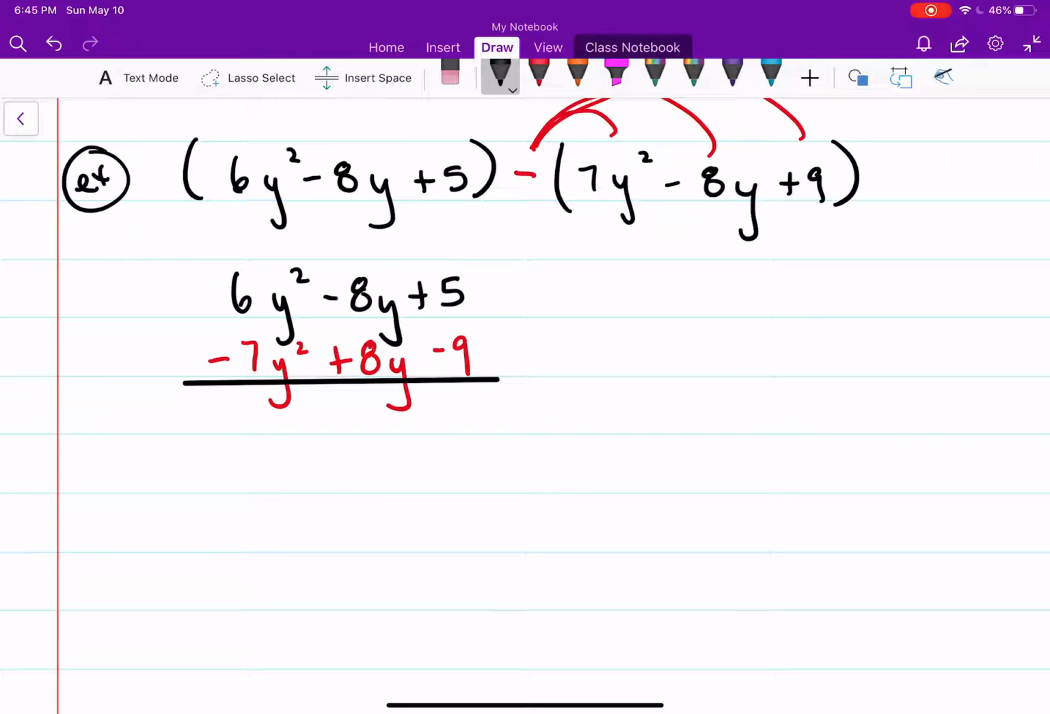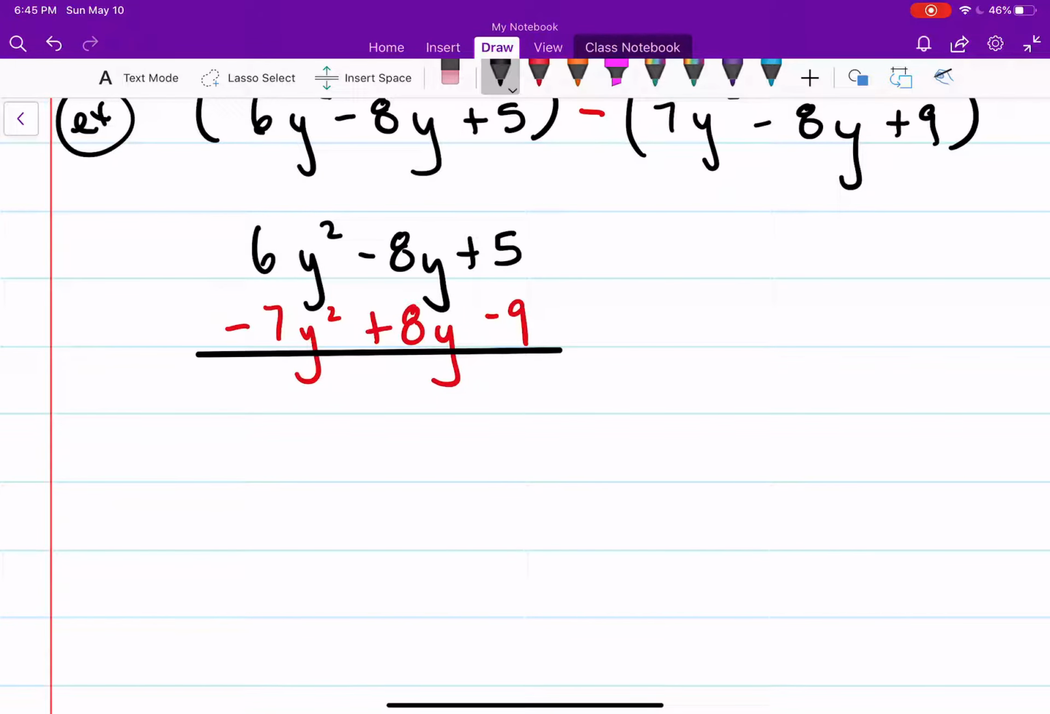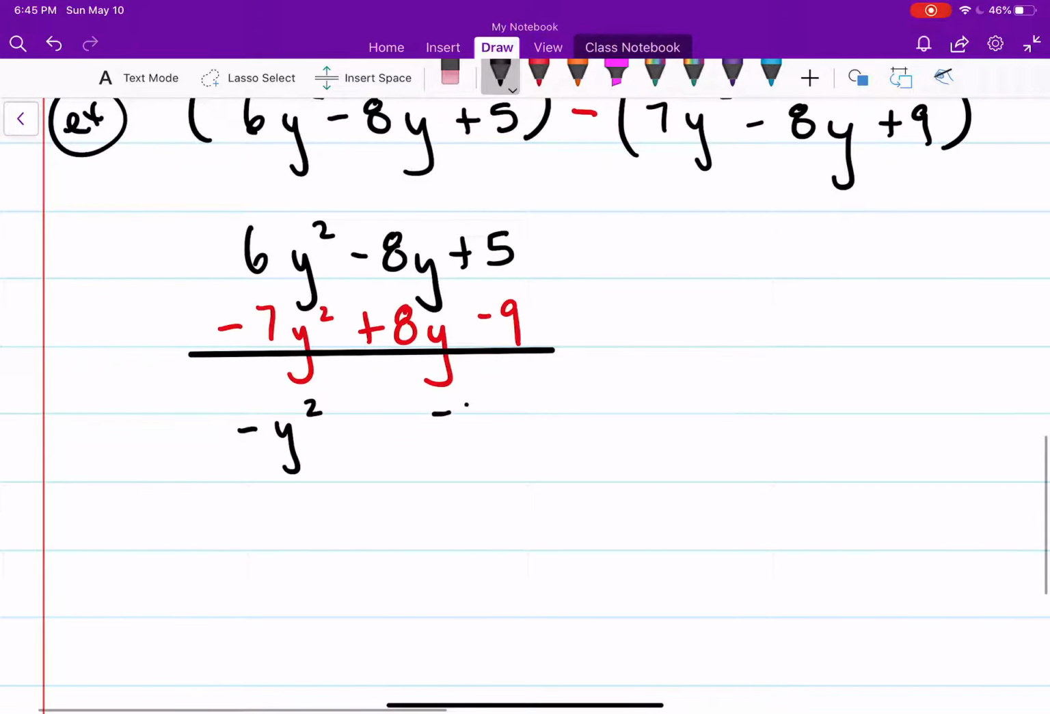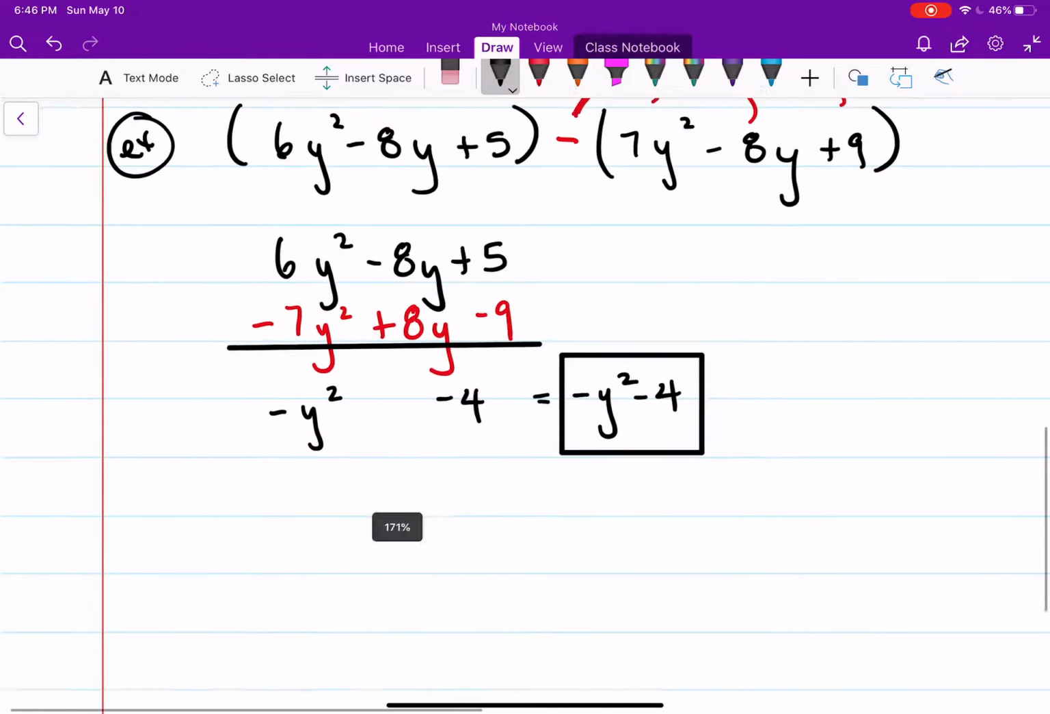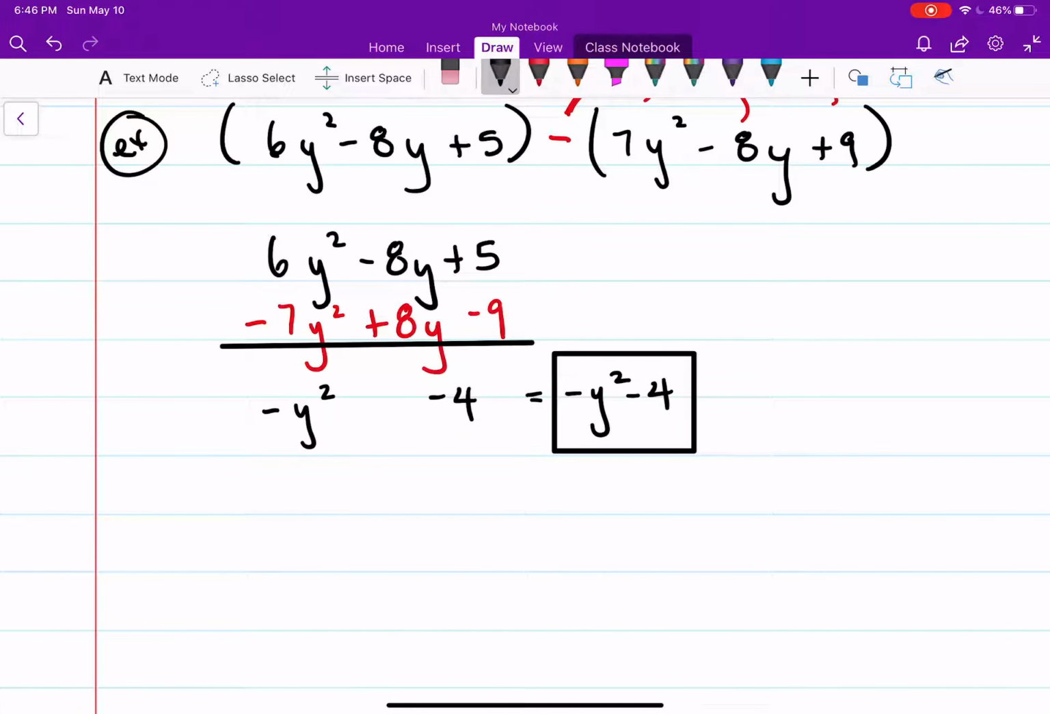And notice how all the like terms are aligned. So this is the up-down method. That's certainly fine. You're welcome to do that. What do I have left? I got a negative y squared. Ooh, negative 8y, positive 8y, that goes away. And then a minus 4. So I have negative y squared minus 4. So that would be my answer. Okay. Not too shabby. What else is there?